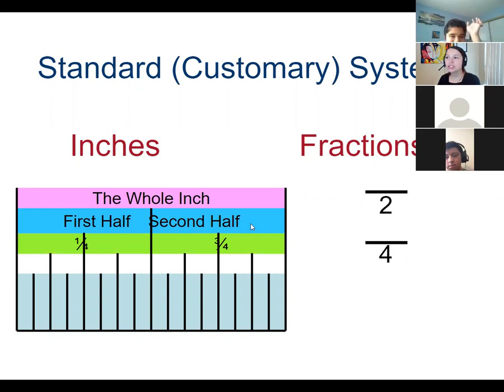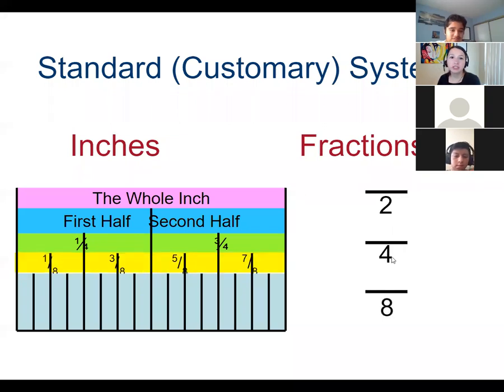Then maybe if I was teaching someone in 5th grade, I would give them a ruler with fourths. So the denominator changes into fourths. So these green sections are fourths. So this is 1/4, 2/4, 3/4, 4/4, right? And 2/4 is equal to 1/2, right? So our denominator is fourths.